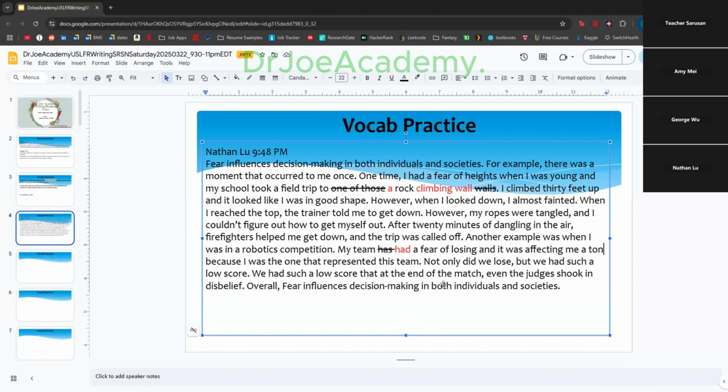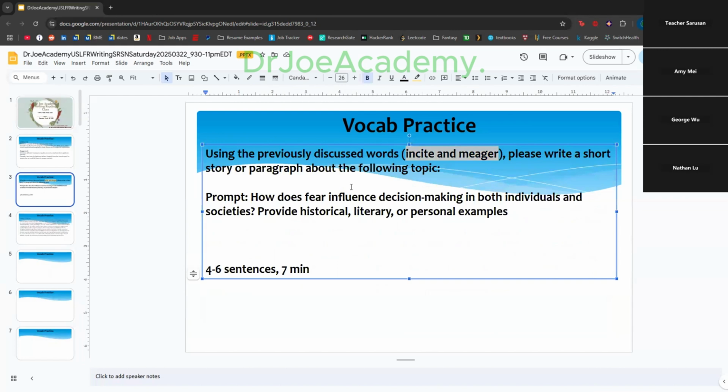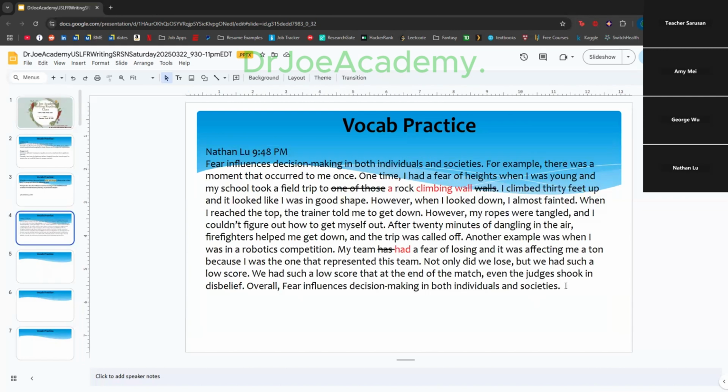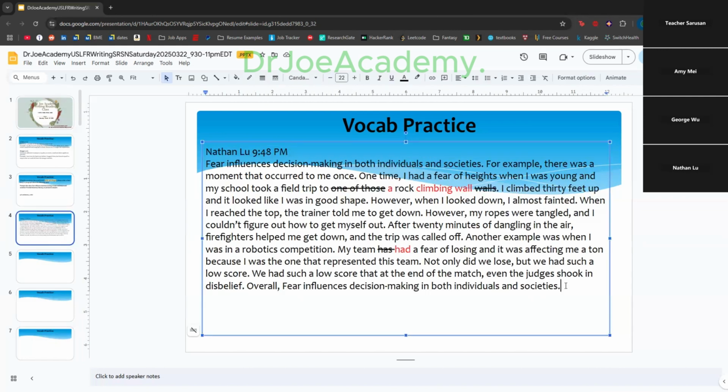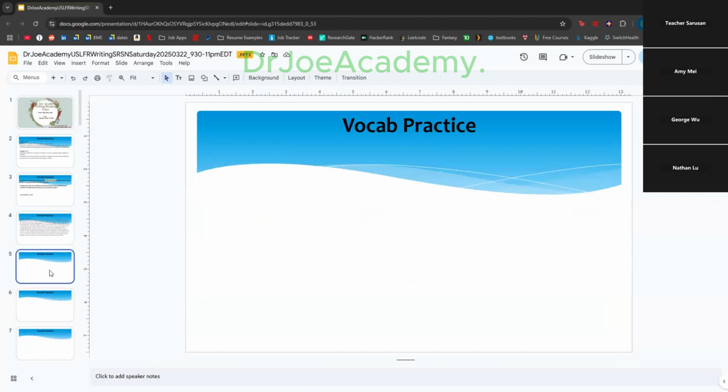Overall, fear influences decision-making in both individuals and societies. So overall, excellent paragraph, but we are missing our two vocab words. So incite and meager, that was the task. Just like how it is for every time we do vocab, got to make sure we use both of our words. So yeah, and also this is supposed to be a lowercase. Yeah, that's about it. Please try to make sure the words are in there. No problem, Nathan. Let's move on.